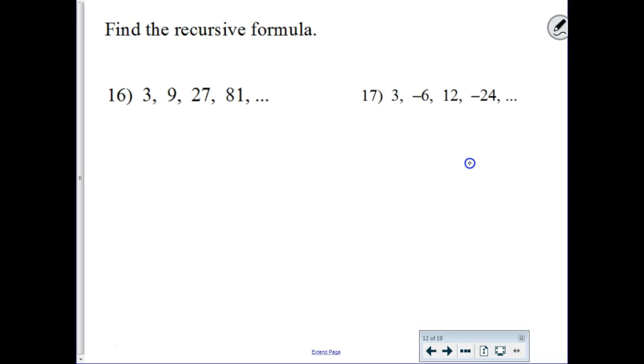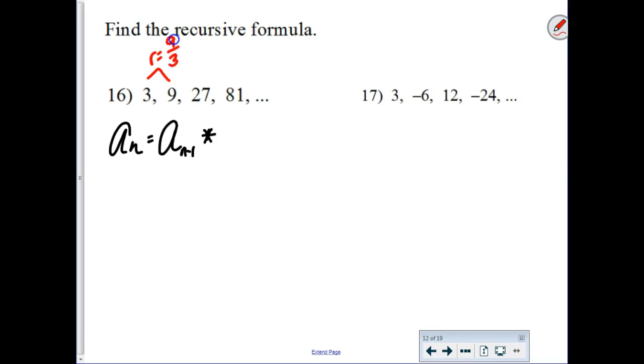Same idea. They want you to write a formula, but this time they want a recursive formula. Remember, a recursive formula will start with how you move from the previous term. So it's going to start with a sub n minus 1, and then for geometric, instead of adding things like yesterday, today you're going to be multiplying by the common ratio. As long as you can figure out your common ratio, you're good.